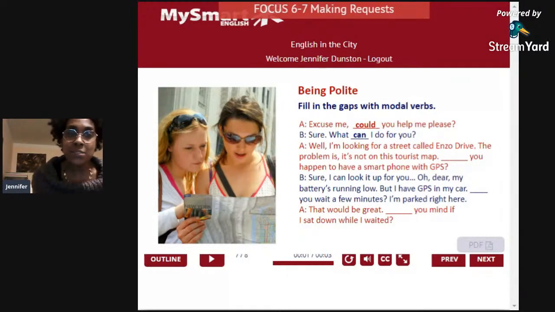Let's go on to the next one. Well, I'm looking for a street called Enzo Drive. The problem is, it's not on the tourist map. Do you happen to have a smartphone with GPS? Now it's a modal verb. So we know that a modal verb is not, do you have a smartphone? Do you happen to have a smartphone? We want to use a modal verb.